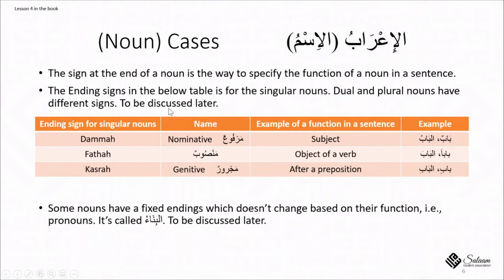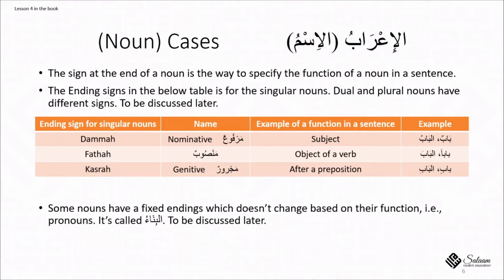Okay. So just to have a little bit of information here: not every noun changes at the end when the position changes in the sentence. Some nouns we call al-bina. Some nouns have a certain sign at the end, and it's going to be like that forever.